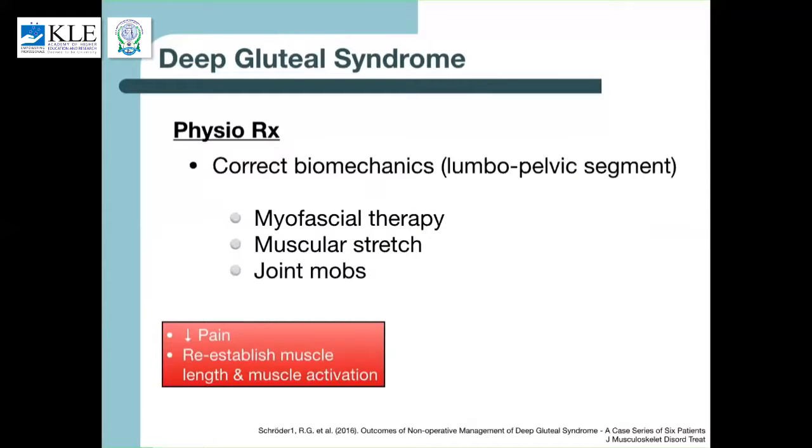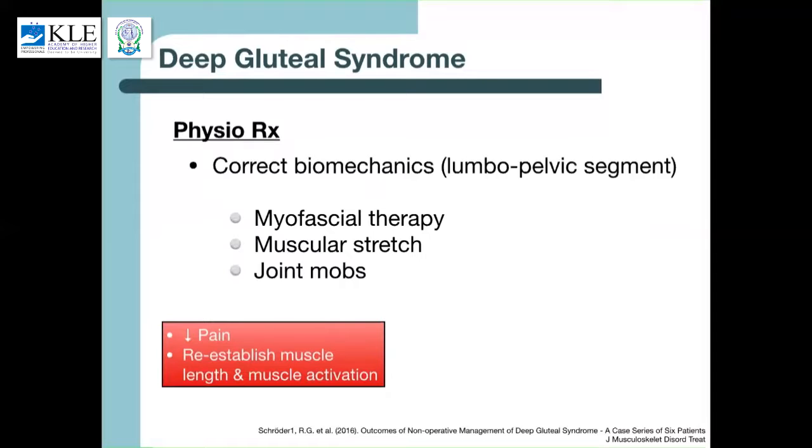So let's talk about the physio treatment. Our first port of call is to correct the biomechanics, starting at the lumbopelvic segment. We can use a multitude of different techniques: myofascial releasing, muscular stretching, joint mobs. But the idea is to correct that biomechanics. Let's neutralize what's happening.